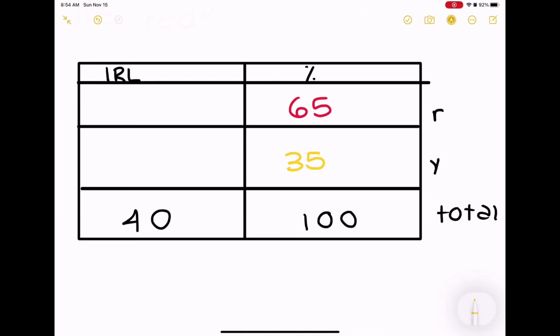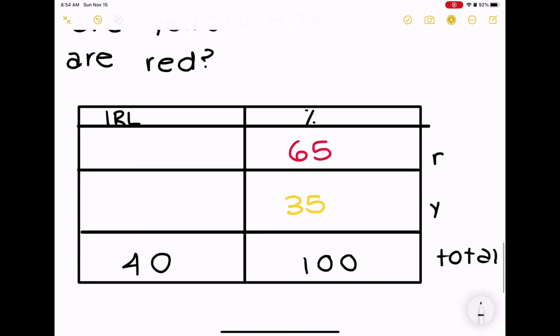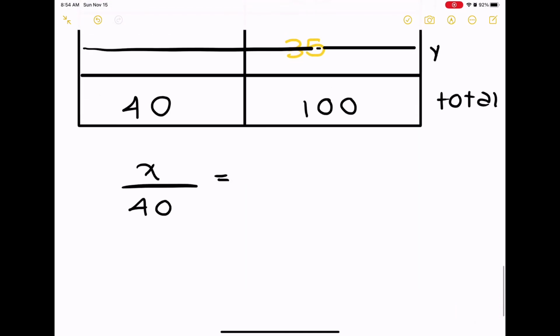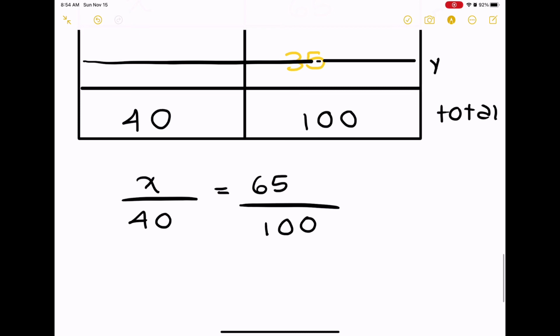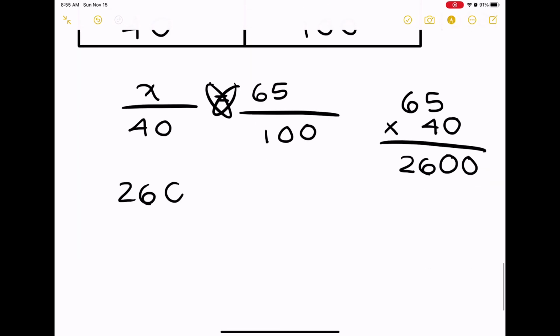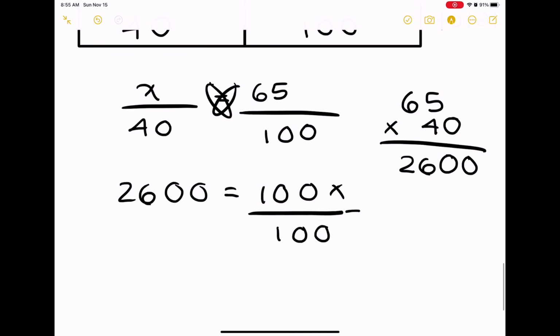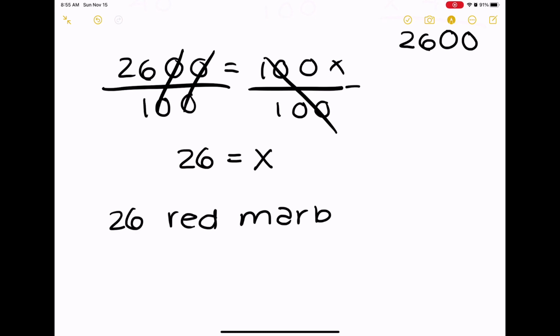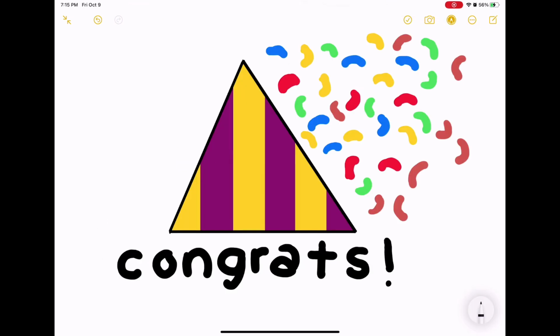So we know the other percentage, which is the percentage of yellow. We want to know how many are red, so we'll cross out the yellow line and set up our proportion this way: x over 40 is equal to 65 over 100. We get 65 times 40. I'm just doing this on the side because it is a bigger calculation. Here we will get 2,600 equal to 100x, because that's cross multiplication: you set it equal to the other 2 numbers multiplied. So we'll get 26 is equal to x, and 26 red marbles is the answer.